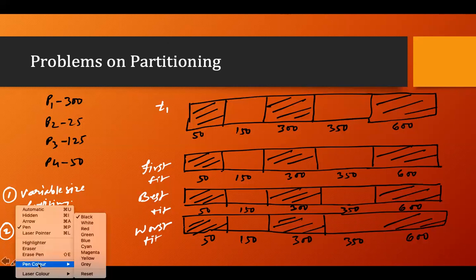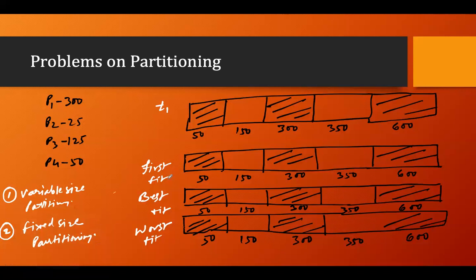Now in first fit, what happens? Whatever I get first, I'll accommodate. Let's say there is P1, it is 300. Can I accommodate here? No, it is 150. We cannot accommodate. Can we accommodate here? Yes, I can accommodate, and P1 goes here. How much is left? Left is 50. Can I use it? No, it is unused. This is internal fragmentation.